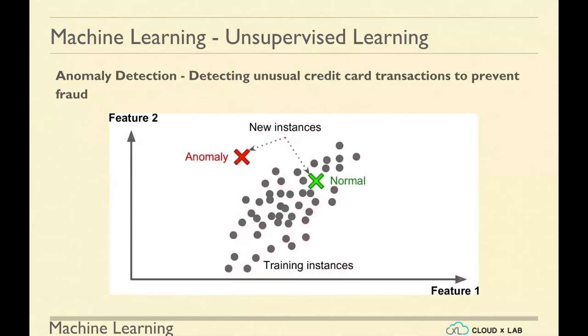Question from Prachi: in classification we know the rules, and in clustering it predicts groups. Correct. In classification we are given the labels and classify these items into these labels. Other examples of unsupervised learning include detecting unusual credit card transactions to prevent fraud.